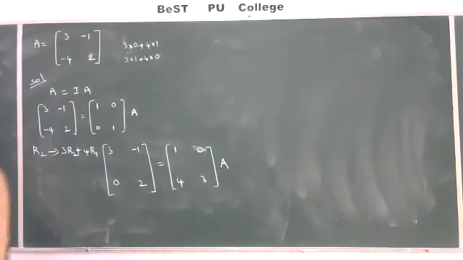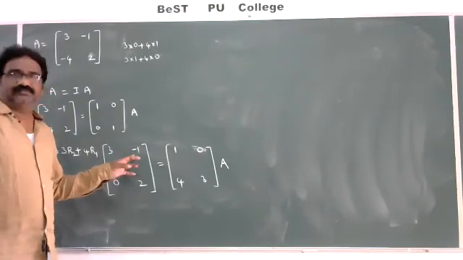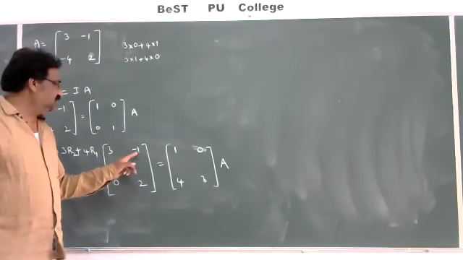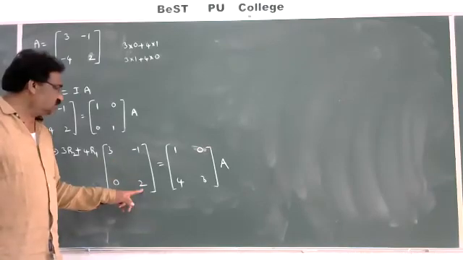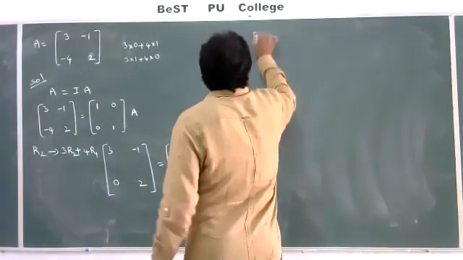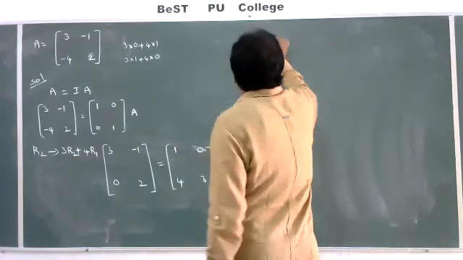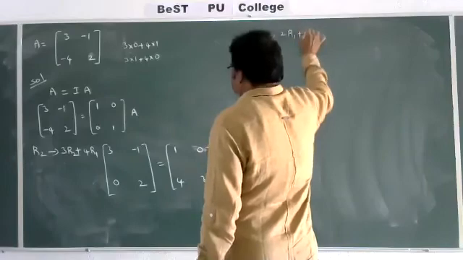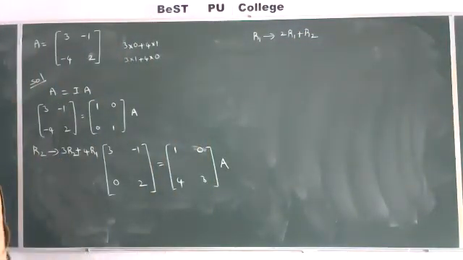Here you make this element 0 by using this element. So multiplying with this element 2, you get minus 2. Minus 2 plus 2, you get 0. That's why R1 goes to 2R1 plus R2.